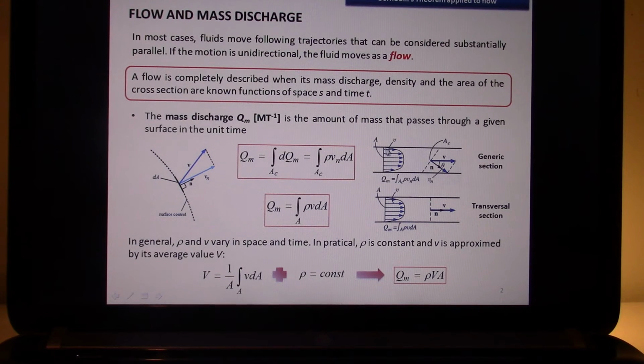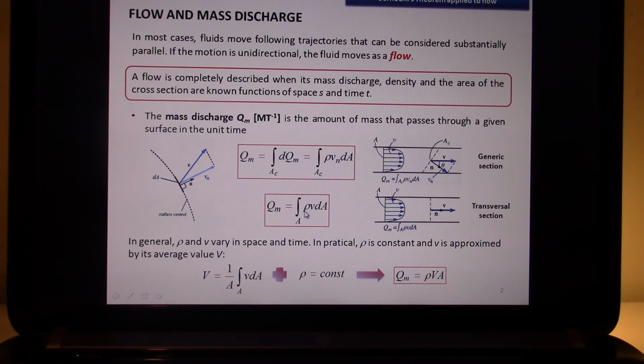In the particular case, which is one of the most common ones, usually one takes the transversal section, which is a section where each point of the section is perpendicular to the vector velocity. Hence, the mass discharge can be described by the integral over the transversal section of the density of the flow, the velocity, which is not only the normal one anymore, but it's the entire component of the vector velocity, times the infinitesimal area.